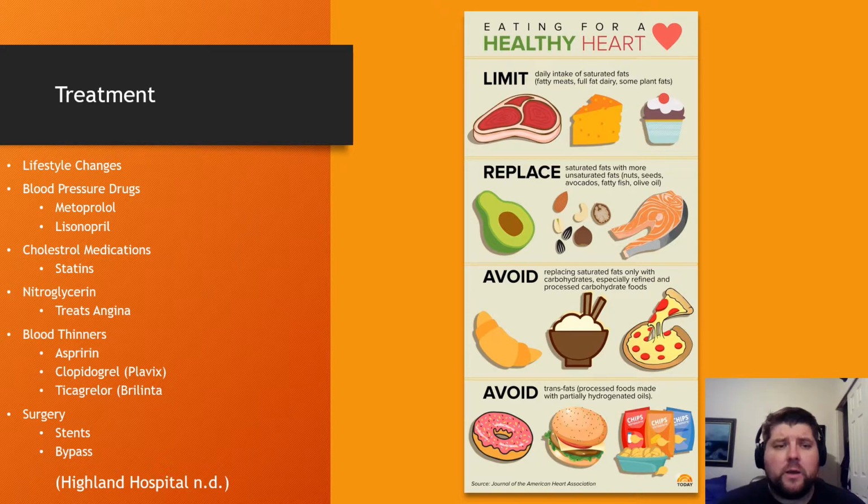Another thing that we can do is to prescribe medication. So doctors will oftentimes try to lower the blood pressure, because the higher the blood pressure, the more likelihood is that there'll be a heart attack, because now there's more pressure on those plaques that are building up within the artery walls. And so there's drugs like metoprolol and lisinopril that can be prescribed in order to lower the blood pressure. Also, cholesterol medications like statins can be prescribed in order to bring down high cholesterol levels.